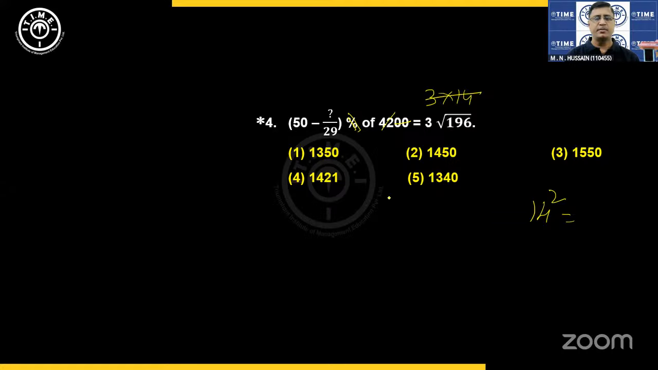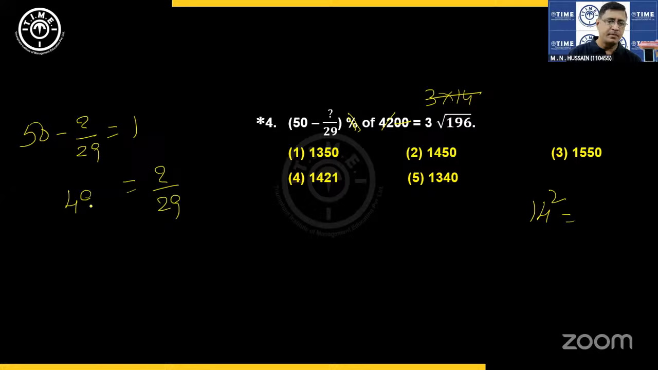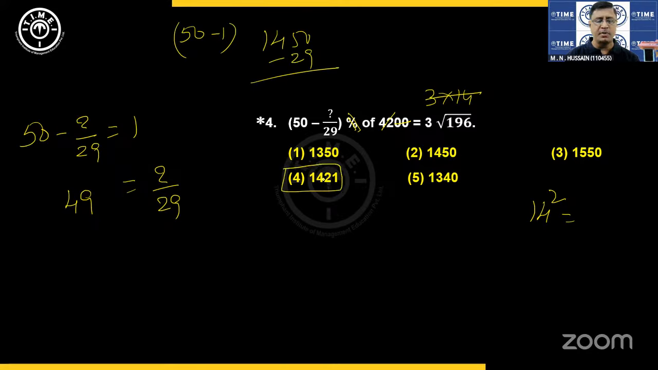And 42 gets cancelled. Now what is left? 50 minus question mark by 29 equals 1. By taking the question mark on one side and the numbers on the other side, what is the result? Question mark by 29 is equal to 49. Just multiply. 49 into 29. Dear students, 50 into 29. 49 means 50 minus 1. 50 into 29 means how much here? 1450 minus 29. That is 1421. Right choice, option number 4.